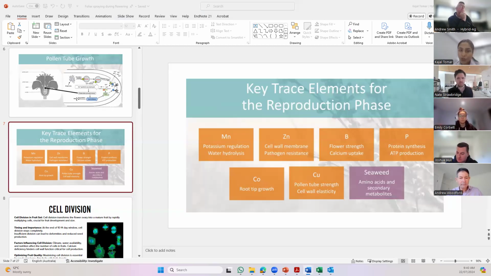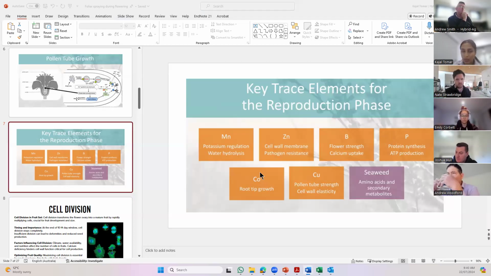Then we've got boron, which is important for calcium uptake in the plants, as we have all heard many times. It's also important for flower strength, elongation of the pollen tube, and pollen germination. Phosphorus is an integral part of the ATP in the plant, and it's involved in energy transport, the fuel that the plant runs on. Phosphorus will also form the protein that will convert the other nutrients into usable forms as well. So that's another key one.